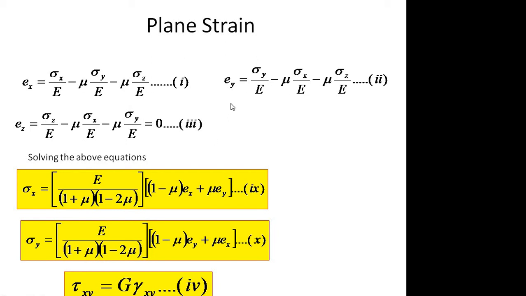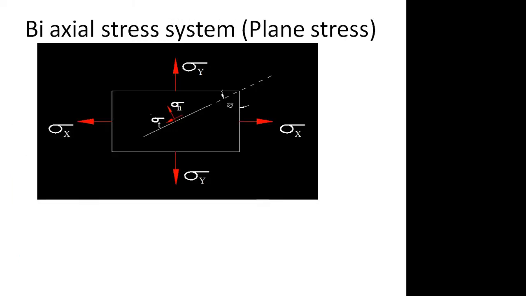By solving this, we can find the equation like this. So this is the equation for plane strain problems. So here also we are finding sigma x, sigma y and tau xy. Remember why we are finding stress? Because it is easier to measure the load and the strain, and it is difficult to measure the stress. So we are deriving the equation for stress. Okay, now let's move on to the next topic.